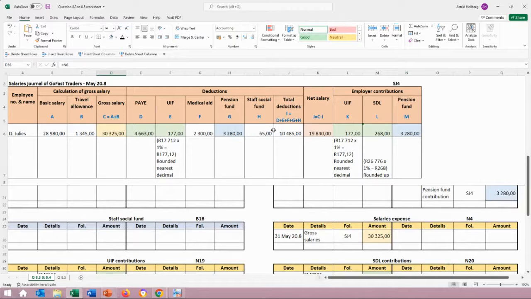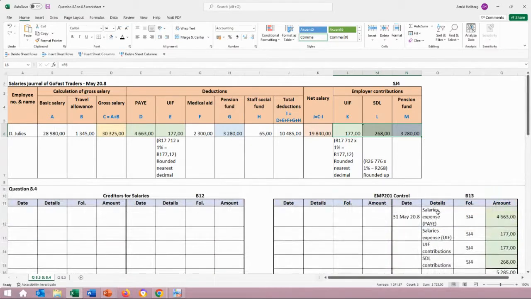Let's see, what else do we still have? We still have social fund, so we still need to account for the social fund of 65 Rand. Now let's see, have we accounted for everything? Yes, we've accounted for the gross salary. Have we accounted for all of this of 10,000? We've accounted for pay as you earn, the UIF, the medical aid, pension fund, social fund. Yes, we've accounted for all of that, which means the net salary will be correct based on these at the bottom, and then we've accounted for the 3 items that our employer contributed.